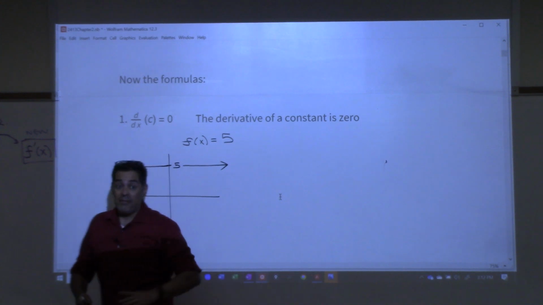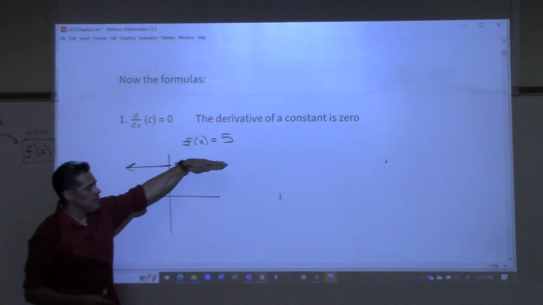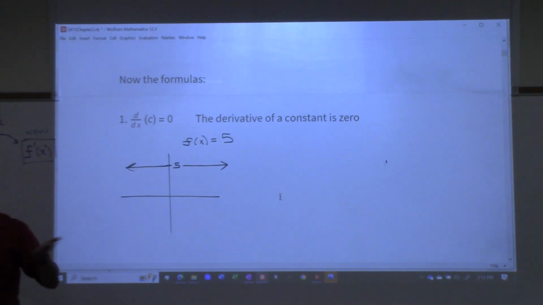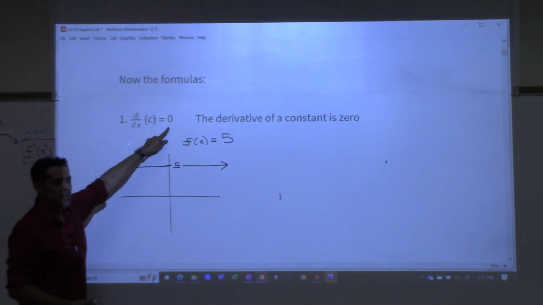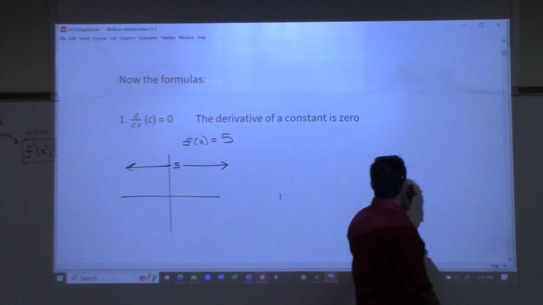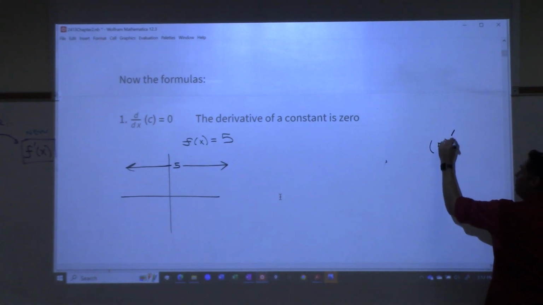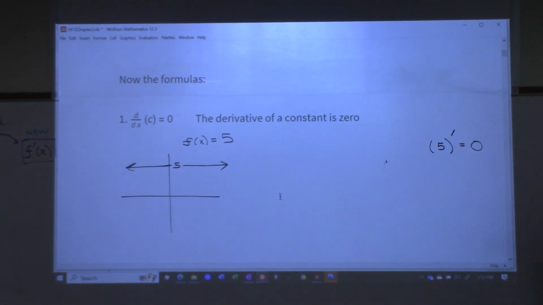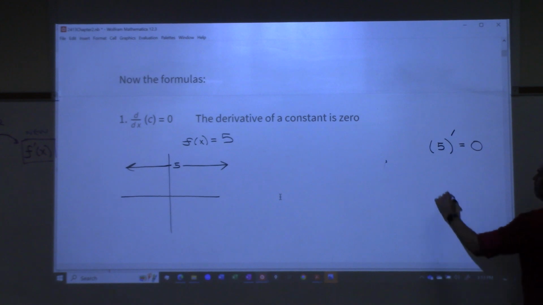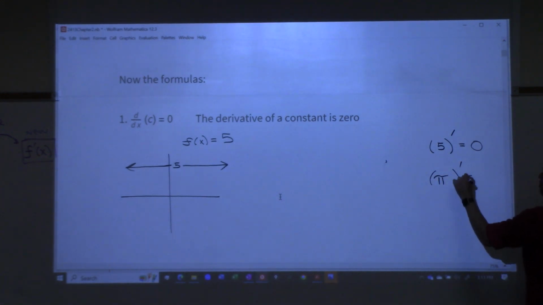And what is the slope of the tangent line at any point on that graph? What's the slope of the tangent line? 0, right? So the derivative should be 0 all the time. And that's what this is saying. So the derivative of a constant is? Here's another way I could write it. The derivative of 5 would be 0. Take the constant 5, take its derivative, you get 0. That works for any constant. Is pi a constant? Yes. What's the derivative of pi? 0.